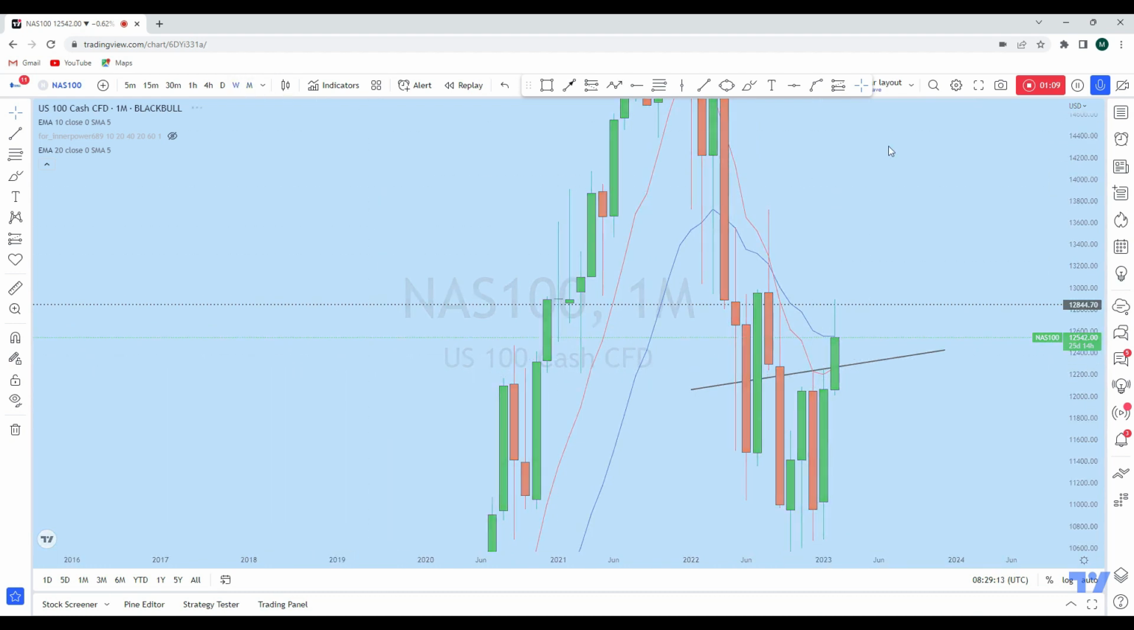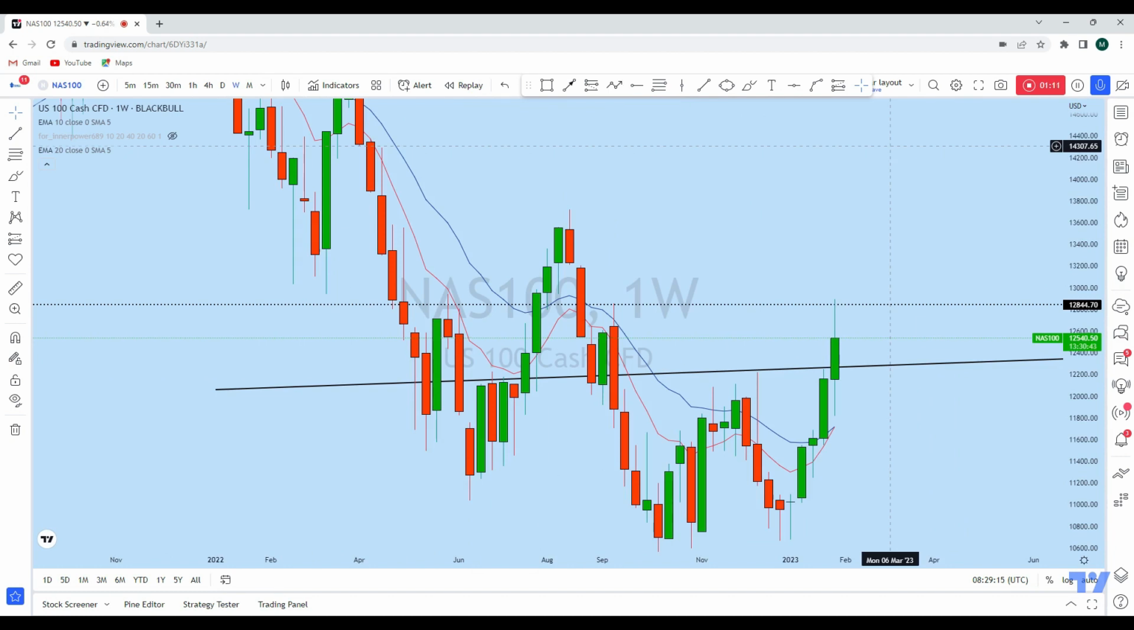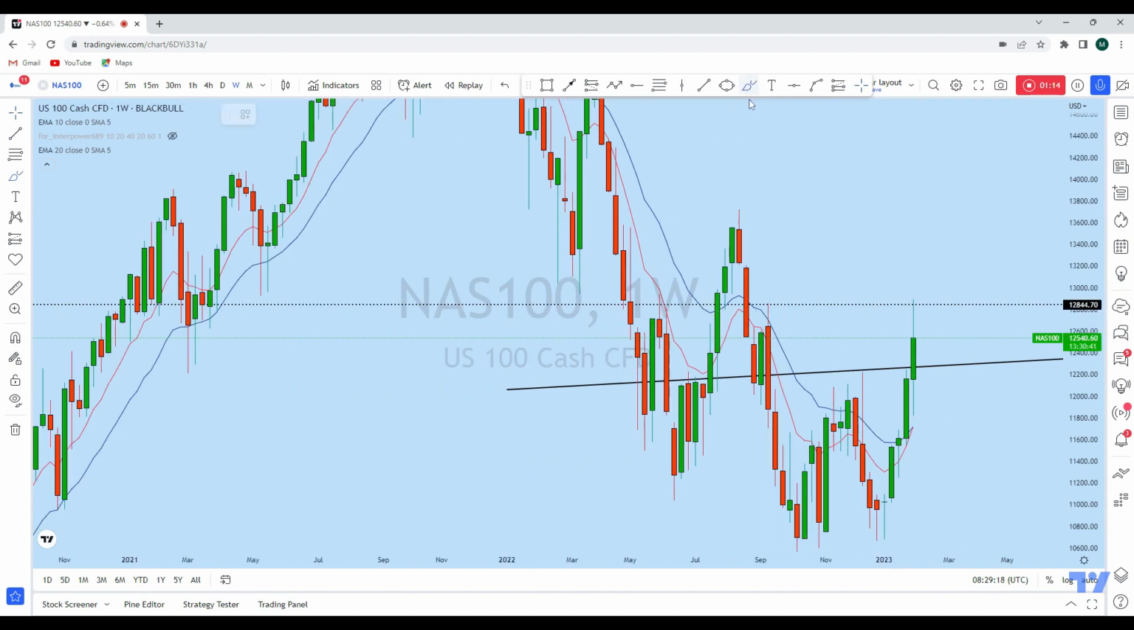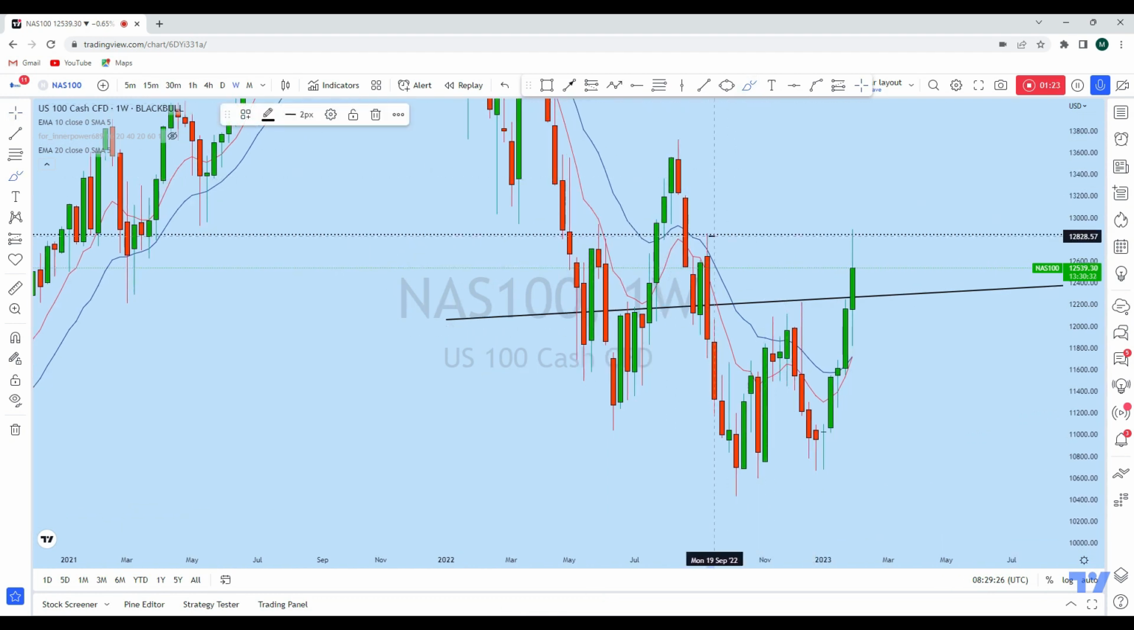Now looking at the weekly time frame to see how the price action is forming. On the weekly as well, as you can see, this is a very important weekly level of resistance. There's a long bearish engulfer that formed in that zone. From that bearish engulfer on the weekly, we have seen this big move happen on Nasdaq.